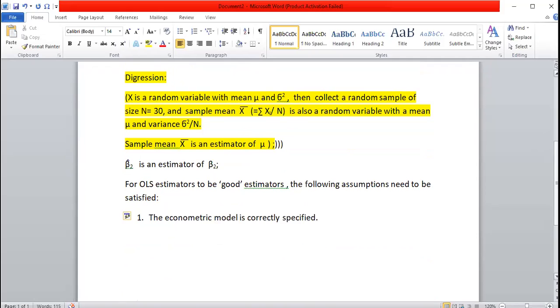Number 1, the functional form is correct. Meaning that is, A, and if you have questions, you ask here. I'll try to explain. A, the functional form is right.